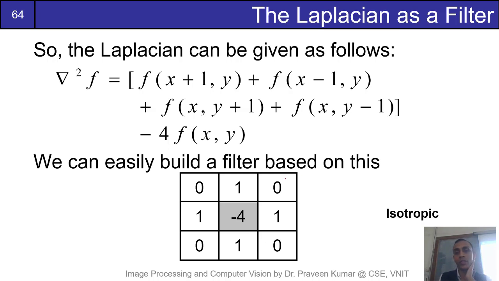One other good thing about this filter is it's simple to design. It is also isotropic. Isotropic basically means that if you rotate it by 90 degrees, it will have the same response. So whether your image is rotated by 90 degrees or not, you will get a similar response. It will have a similar response for rotations in multiples of 90 degrees: 90, 180, 270, you'll get a similar response.